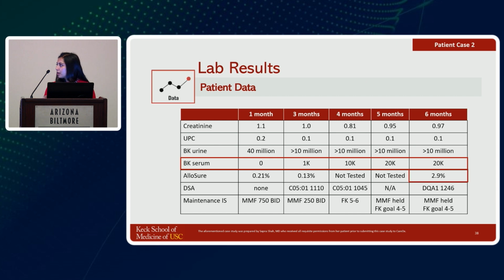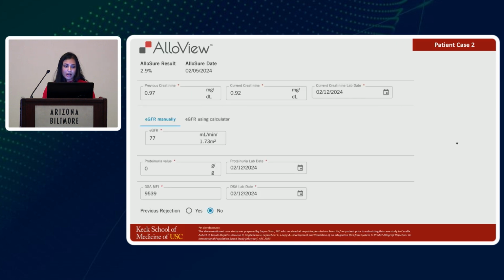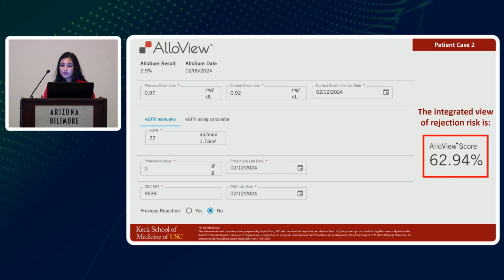Our center's protocol at the time was to do AlloSure at 1 month, 3 months, and 6 months. So you can see at 1 month and 3 months, she had very low AlloSure scores, but by the time she was 6 months, she had an AlloSure score of 2.9. As a result of the BK viremia, she had gradual reduction in her immunosuppression, first with reduction in her antimetabolite, and then second with reduction in her tacrolimus level. When we retrospectively went back to calculate an AlloView score for this patient, the integrated view of rejection risk was found to be 62.9%, which I would consider fairly high.